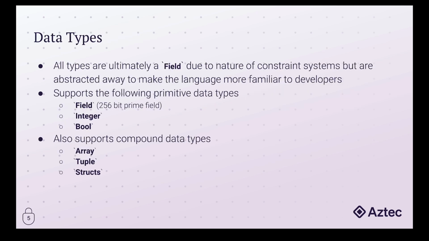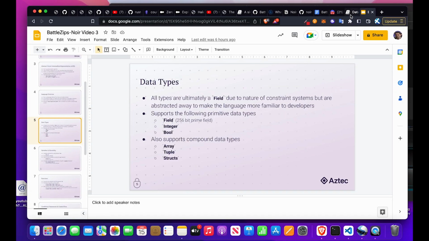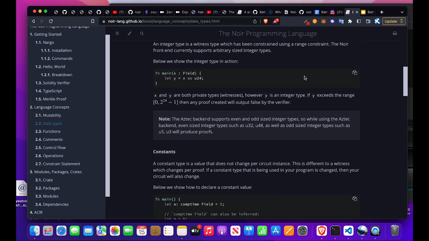So now we're going to have a look at what data types Noir provides. And before jumping in, it's worth mentioning that all types will ultimately compile down to a field just due to the nature of constraint systems. But Noir abstracts away from this and provides us with more familiar developer-friendly data types for those who may not have had exposure to ZK development before. But starting off with primitive types, we have the native field, we have the integer data type, and we'll just go to the Noir Gitbook real quick to go over this.